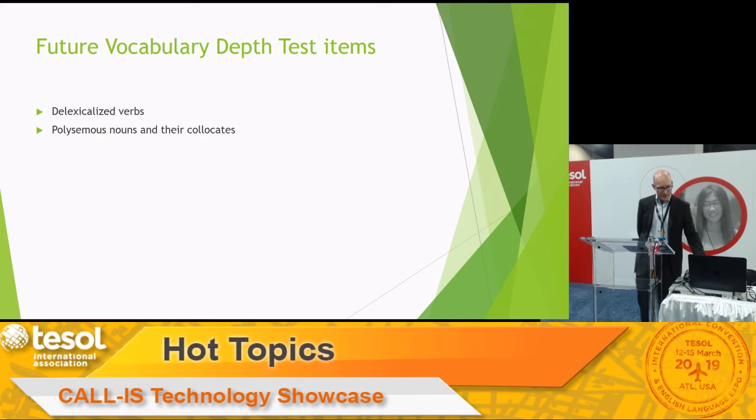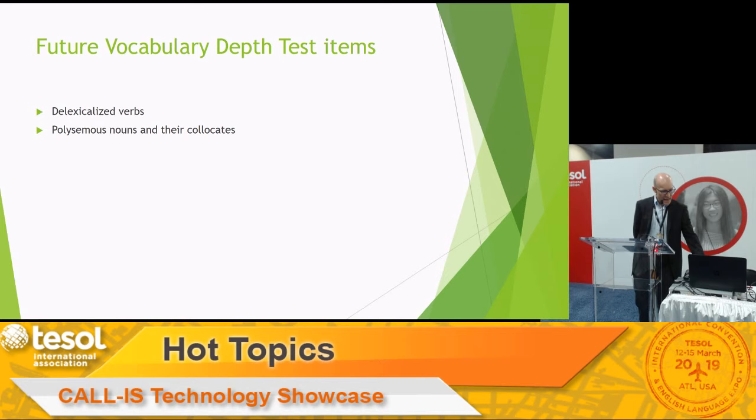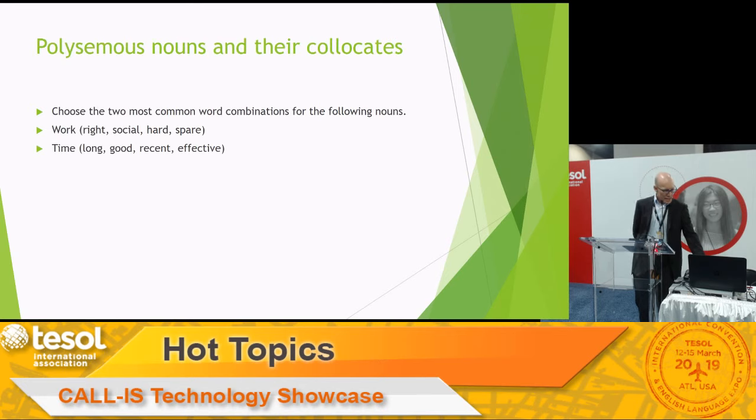And just to finish my presentation, two versions of future vocabulary depth tests I'd like to make are delexicalized verbs and polysemous words, nouns and their collocates. So this would be an example of a test for polysemy, where you have to choose the associations which work best.